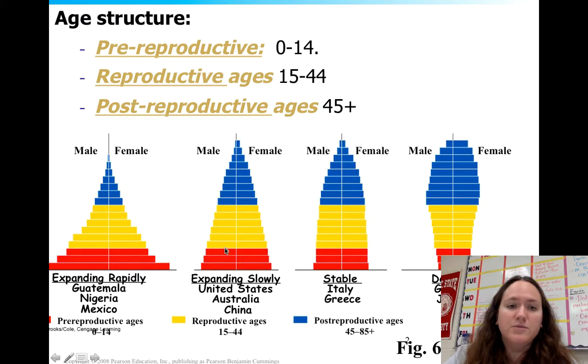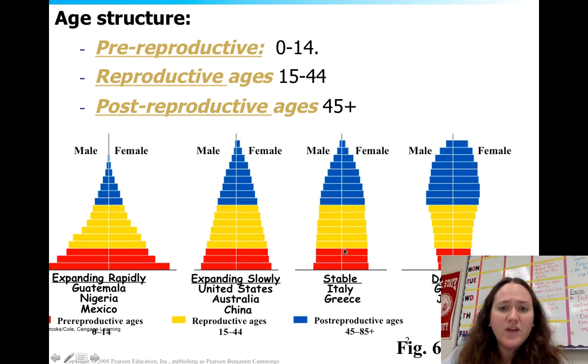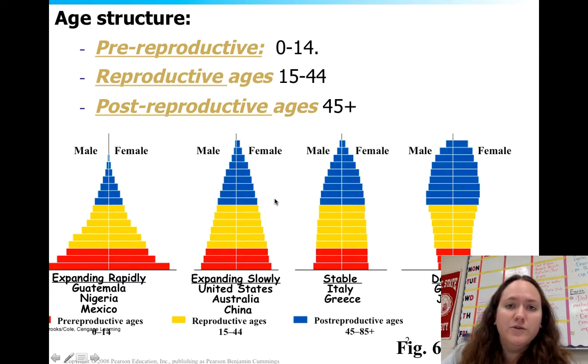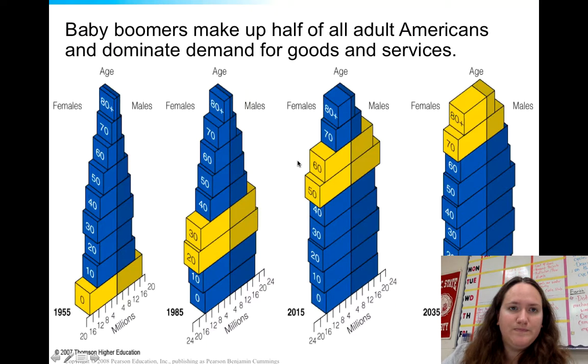Expanding slowly, so the bottom of your pyramid is not quite as big, but it's still expanding some. You have the United States, Australia, China. Stable, meaning that you kind of have no growth. It's just staying the way it is. Would be somewhere like Italy or Greece. Again, these are developed countries. And then declining are definitely going to be developed countries. You have things like Germany, Russia, and Japan. So be able to talk about a few different countries and their age structures.